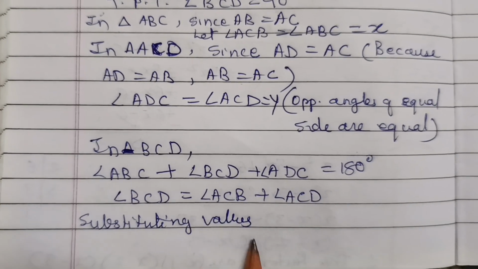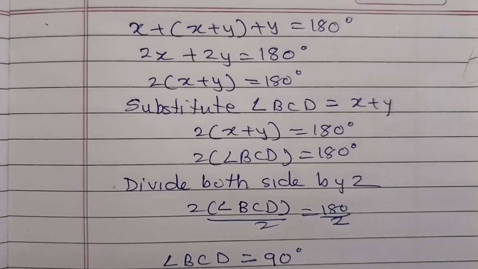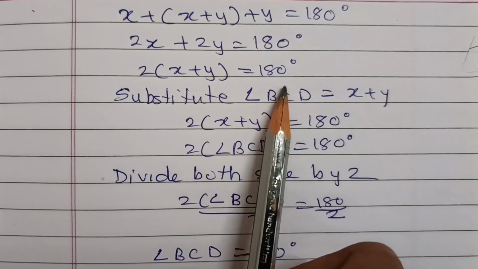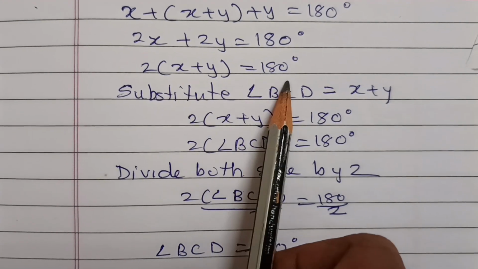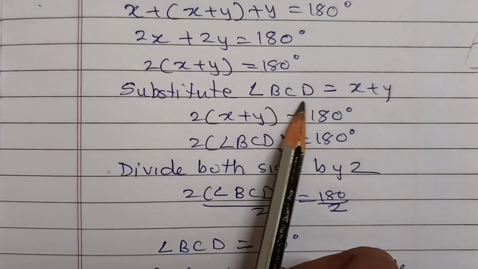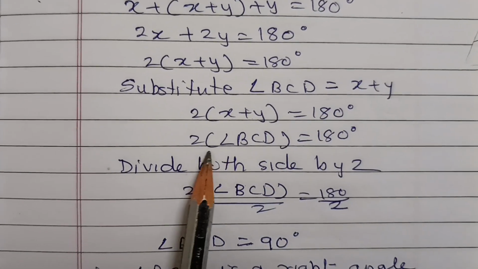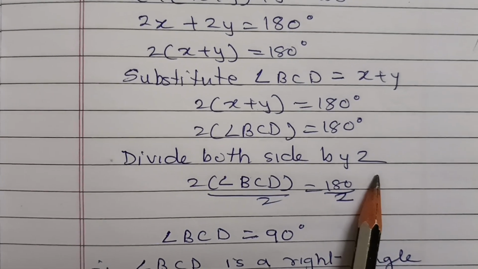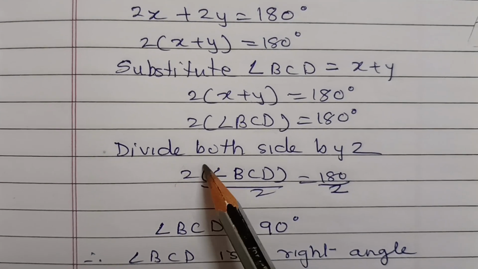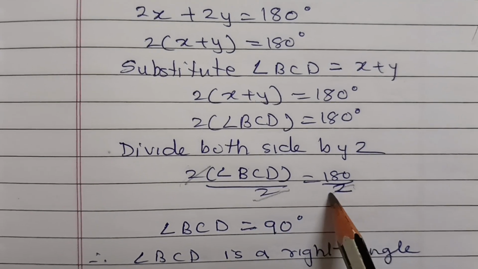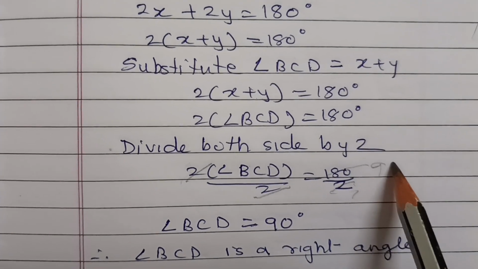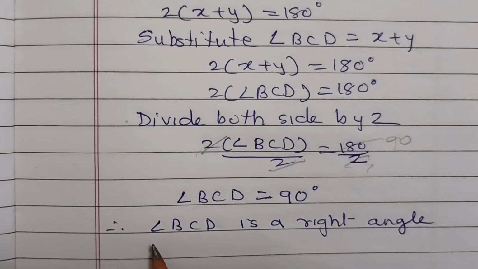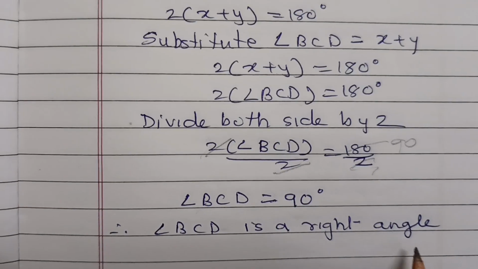Substituting the values x and y, x plus y plus y... x plus x plus y is 180 degrees. After solving here we get 2 into x plus y is equal to 180 degrees. Substitute angle BCD is equal to x plus y. Now 2 into angle BCD is equal to 180 degrees. Dividing both sides by 2, the 2s cancel, and angle BCD is 90 degrees, that is a right angle. Therefore angle BCD is a right angle.